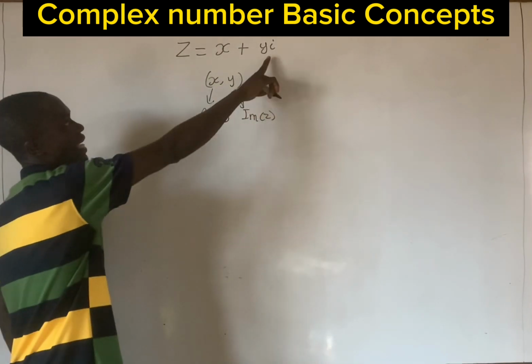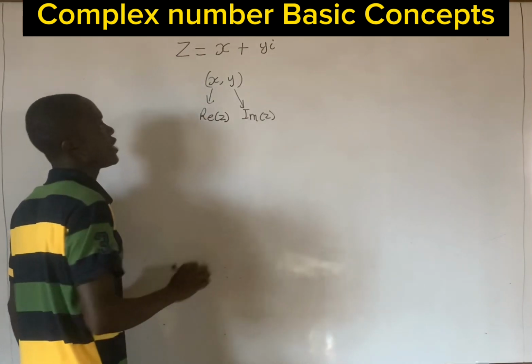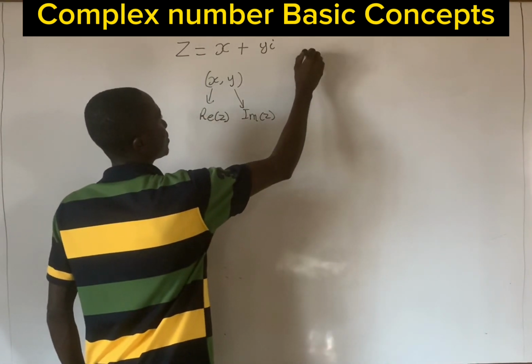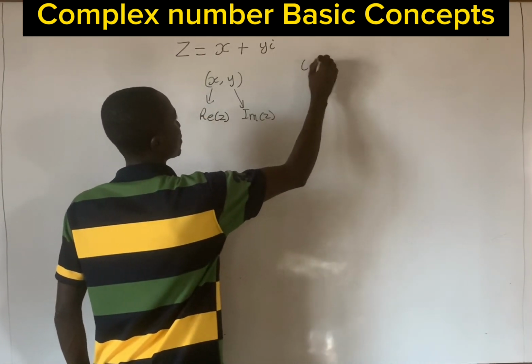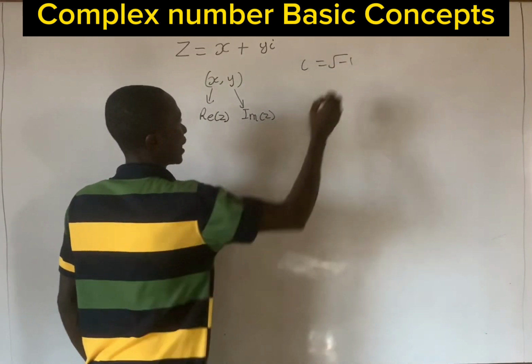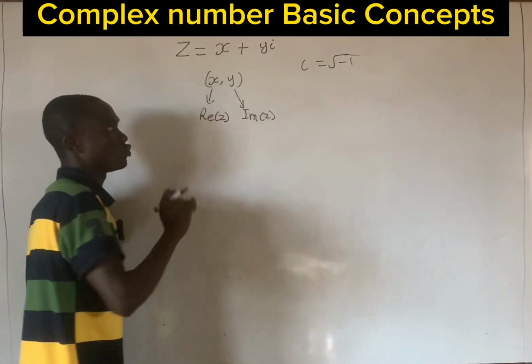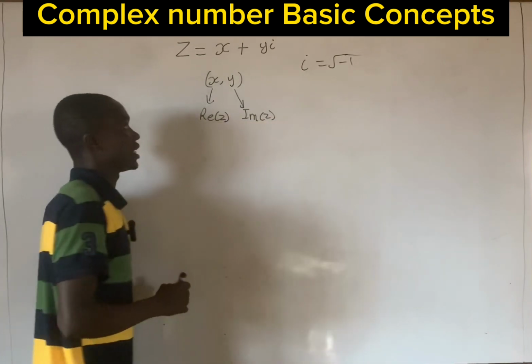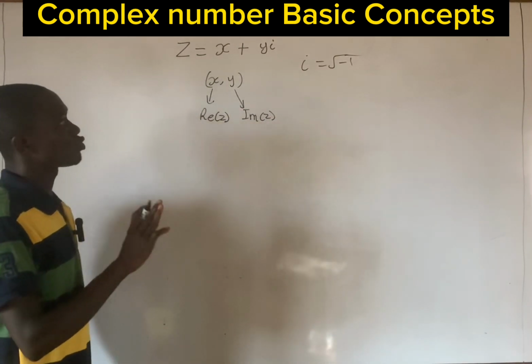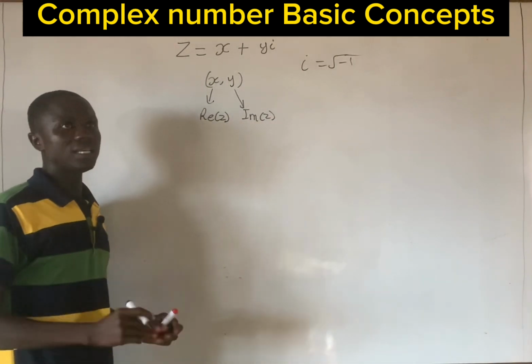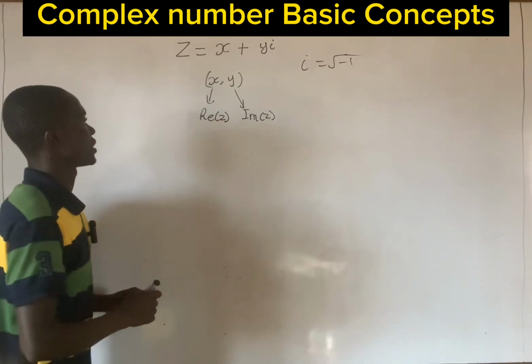Now, what does the i mean? i equals square root of negative 1, which was introduced by Euler, a mathematician. So the i means square root of negative 1 in a very simple way. Now let's look at something.